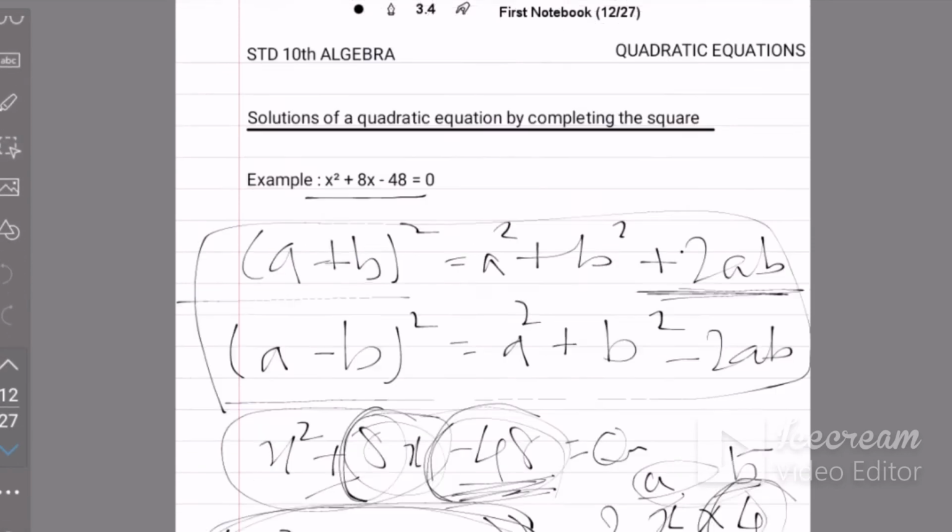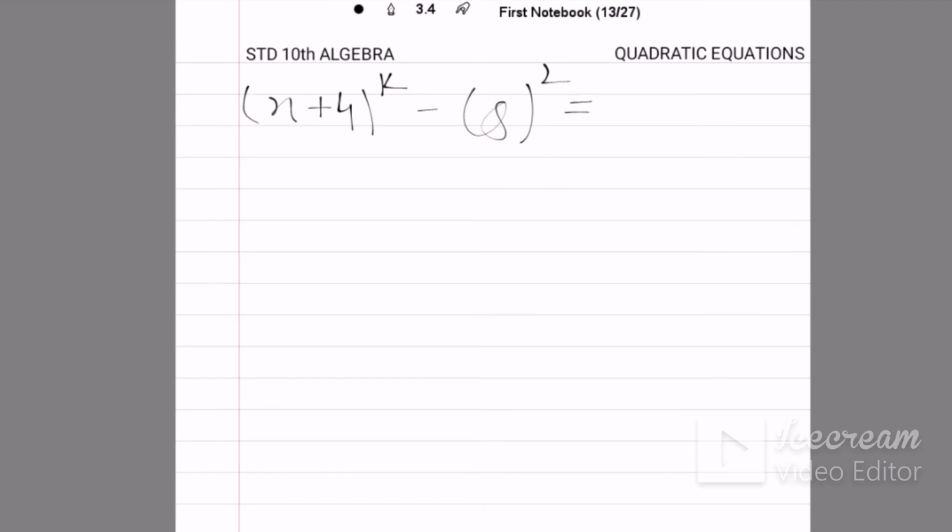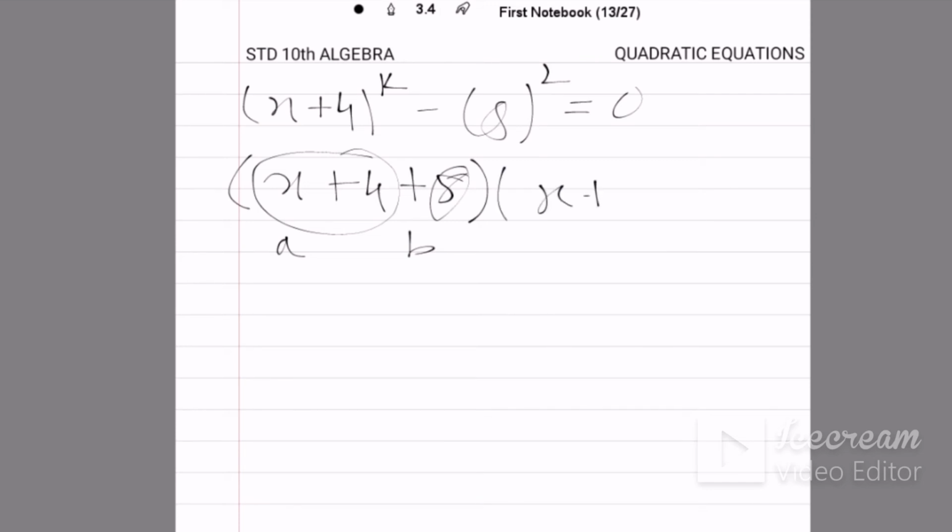So now we have x plus 4 whole square minus 8 square is equal to 0. Can we split these two terms into a minus b and a plus b? Yes, we can split them. So x plus 4 plus 8, where x plus 4 is a and this is b, and x plus 4 minus 8. This is a, this is b. So we got both the terms, and this is equal to 0.